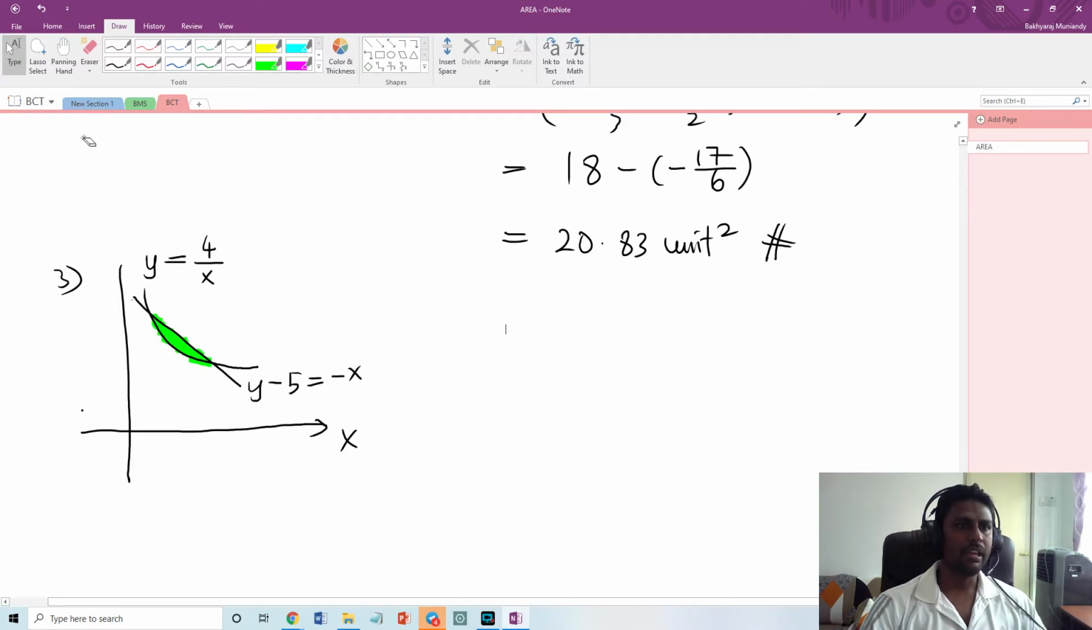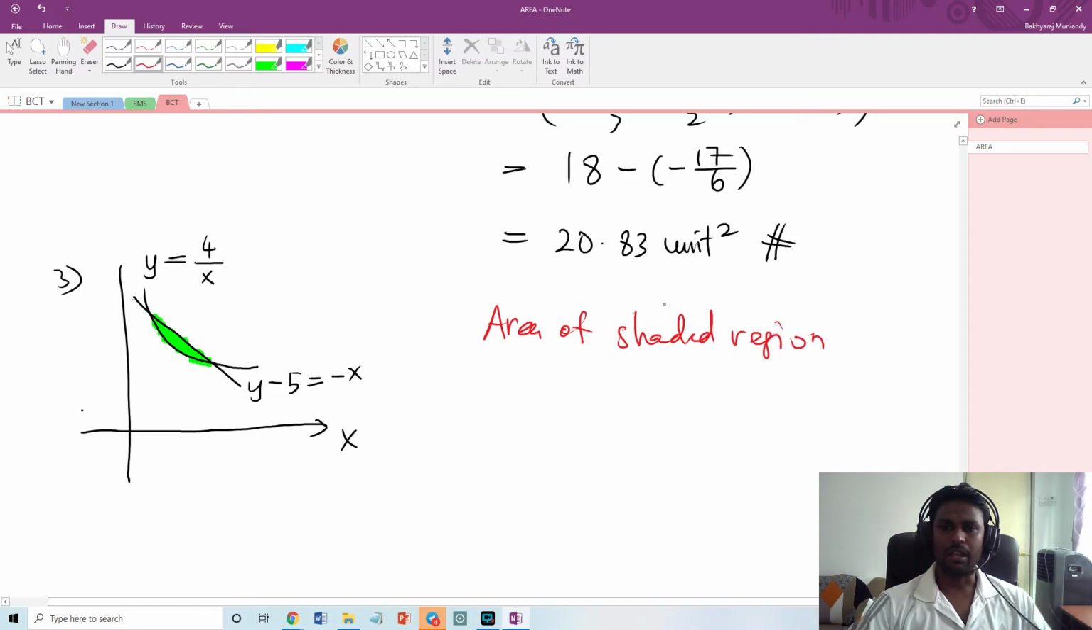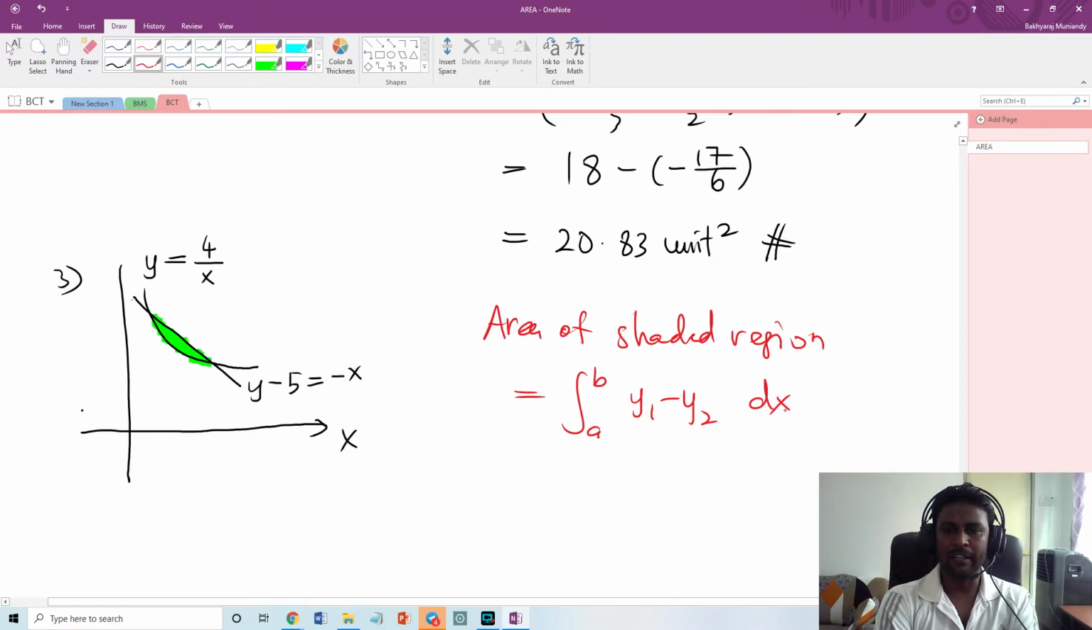Okay, so again we get the formula. We try to go for the formula. Area of shaded region equal integral a to b. Okay, what is our formula? We put y1 minus y2 dx. Okay, I think this will be easier for you to understand. Now we need to decide which one is our y1, which one is our y2.